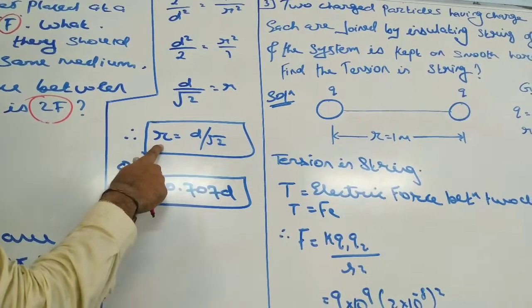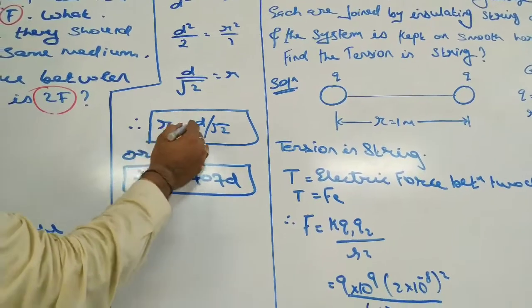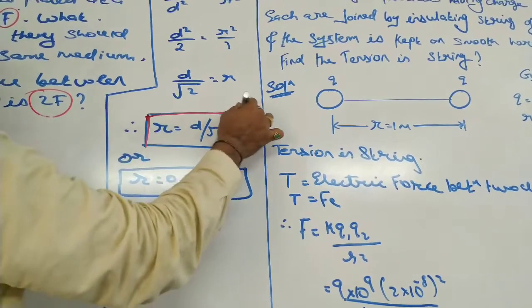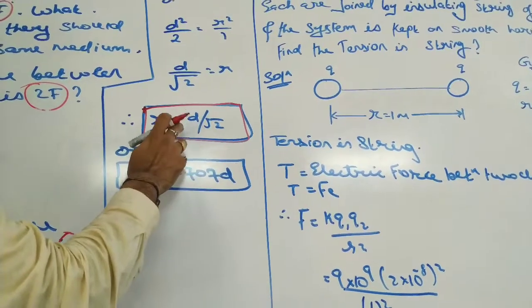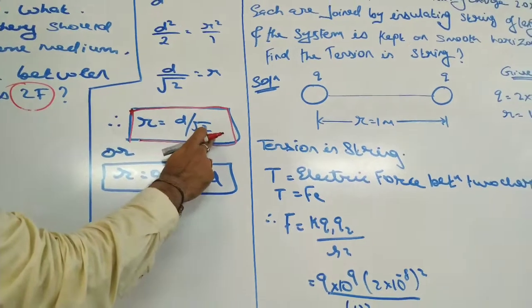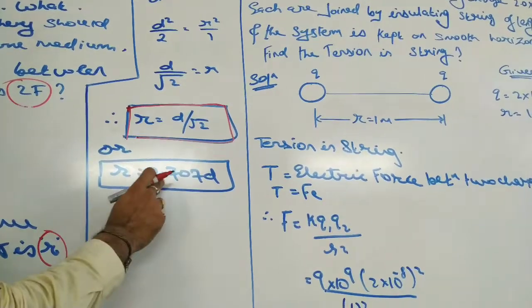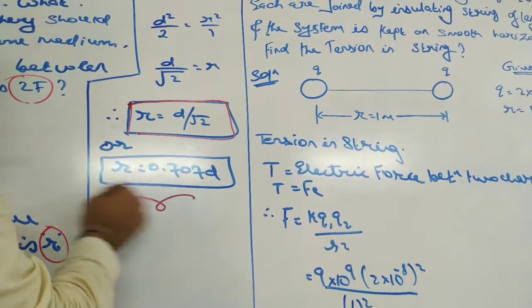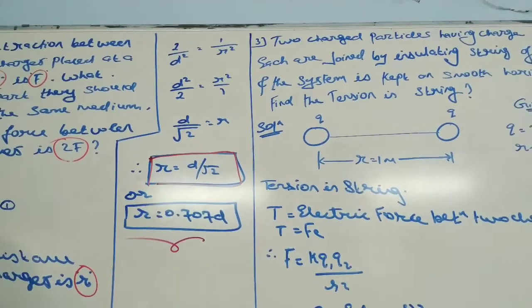So our new distance r becomes d by root 2. Distance r becomes d by root 2. 1 by root 2 is 0.707. This is the new distance we obtained.